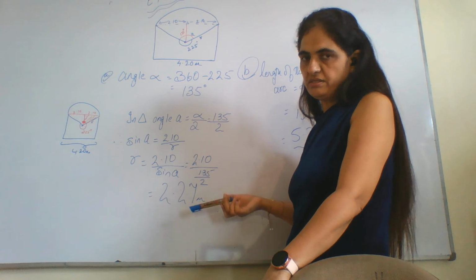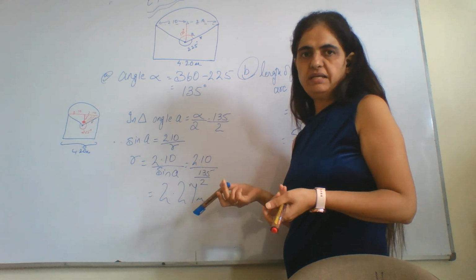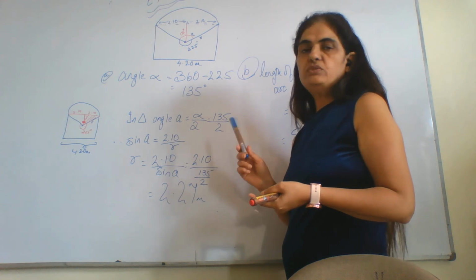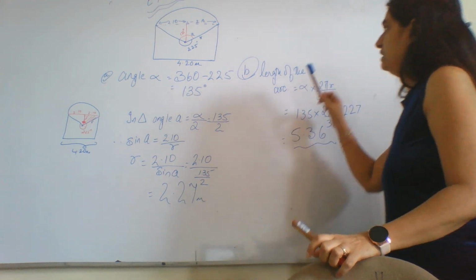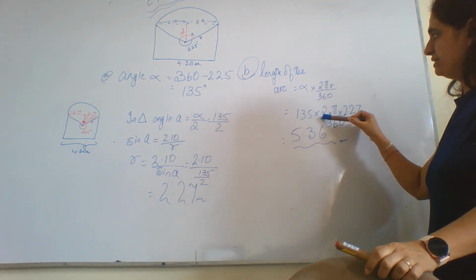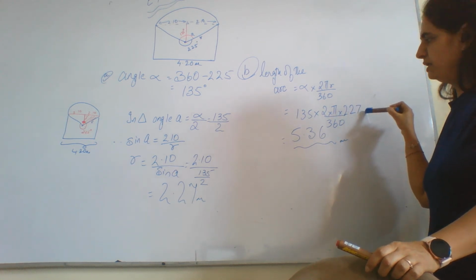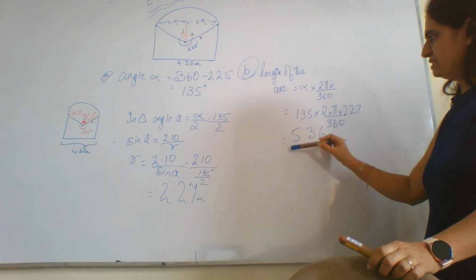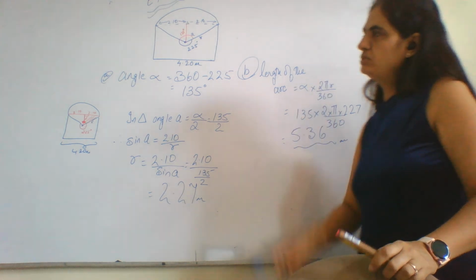Now you've got the radius, and you know the angle is 135, alpha. So plug in these values in the formula to find out the length of the arc. Alpha times 135 into 2 into pi into 2.27, the radius which I've got, divided by 360 gives me 5.36. Okay, so this is the way.